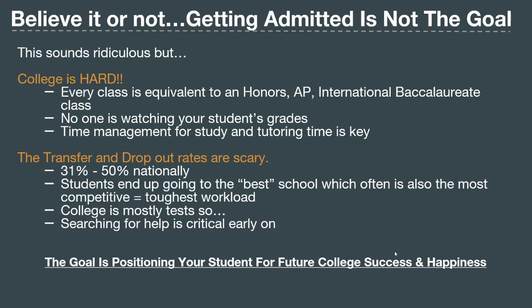Students oftentimes go for what they think is the best school, again, based not on the criteria we're trying to teach you to utilize, but on other criteria. And therefore, they often find out when it's too late that they're in the wrong environment. Searching for help on campus is critical early on, but also searching for help, as you did with this program, is critical to try to ensure that you're putting your student in position for future college success and happiness.